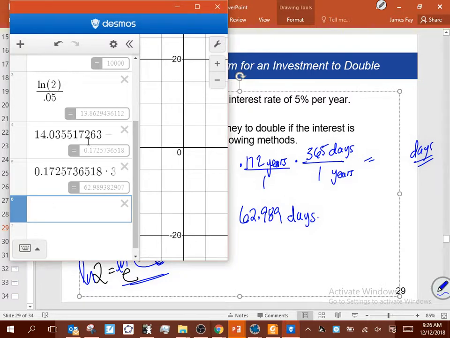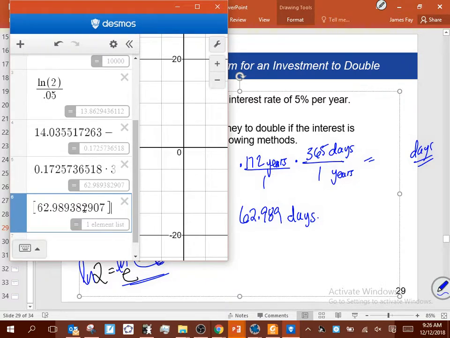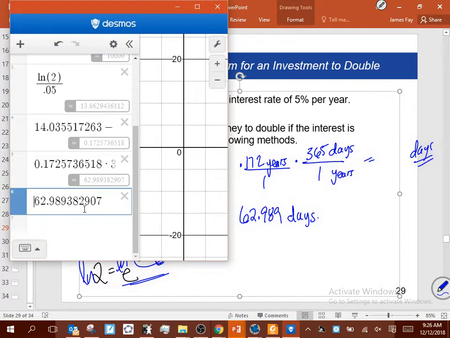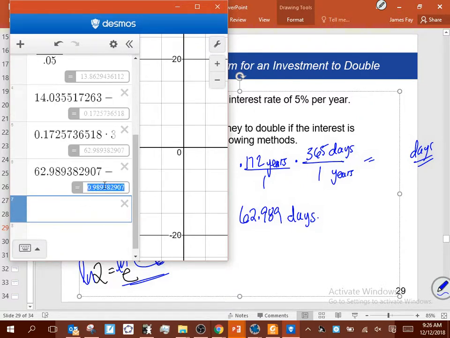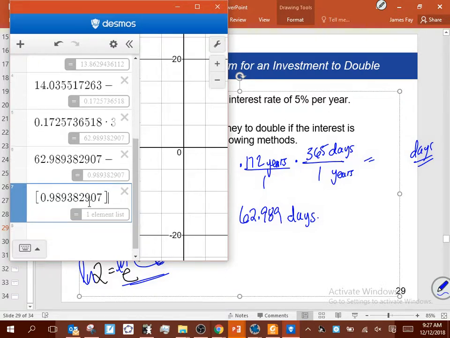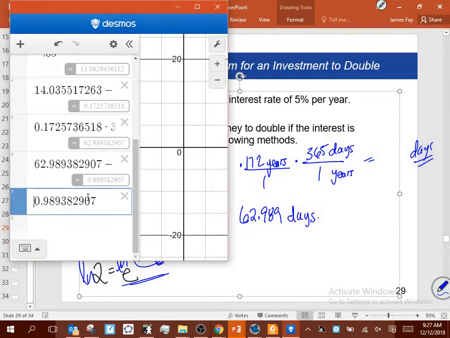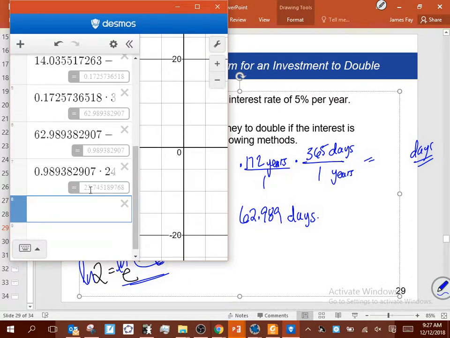So can I take this number here, and this is the approach that we use. Can I take that number, subtract 62, and that then is the portion of the 63rd day? Well, what happens if I want to go from days, so I got 0.989 days, and I want to change that into hours? What would I multiply that by? Multiply that by 24. So it gives me 23 hours.